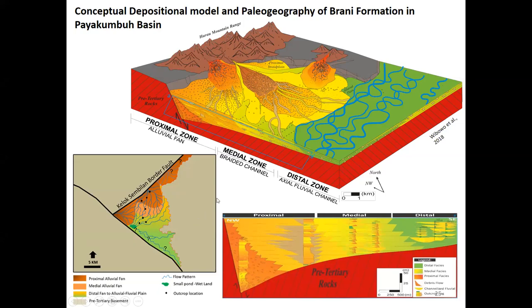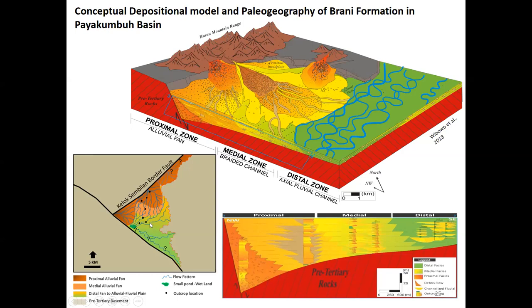This paleogeography map indicates that this is the Kelok Sembilan border fault, where the sediment takes place initially. I put the question mark here to indicate that we don't know exactly the quantity of alluvial fans in this area due to the huge size of the outcrop, but we believe that more than one alluvial fan could have developed here. We also see the green color here is part of the meandering channel of the axial channel system, perpendicular to the alluvial fan, with directions going to the west.